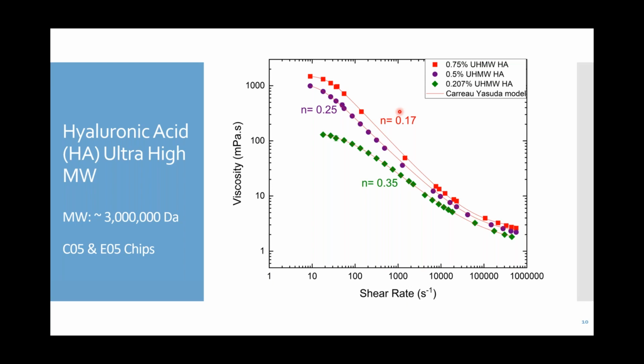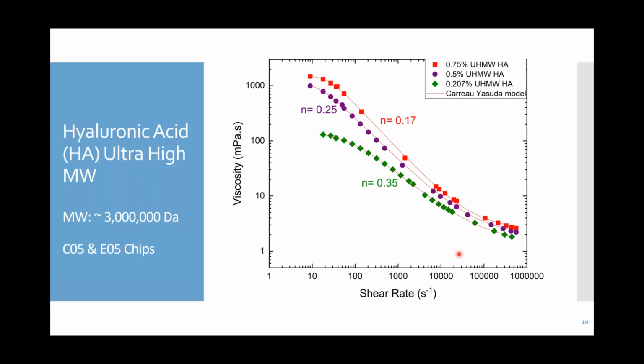0.75% HA, drops from about 2,000 centipoise to about 3 centipoise, as the shear rate increases from 10 inverse second to about 60,000 inverse second.